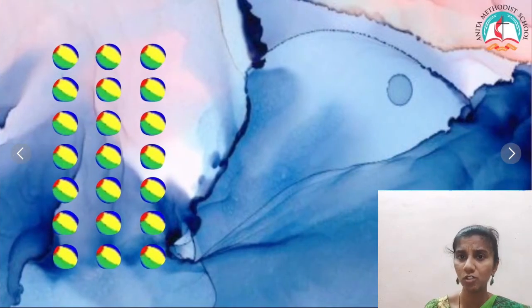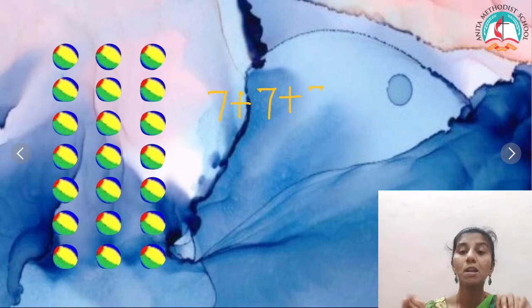Okay, can you look at this picture? Can you see this ball? Shall we count how many horizontal rows and vertical columns? Okay, shall we count? 1, 2, 3, 4, 5, 6, 7. We have 7 horizontal rows. We are going to count vertical columns. So 1, 2 and 3. So we have horizontal rows 7 and then vertical columns 3. So how can we write? 7 plus 7 plus 7. So 7 plus 7 plus 7 equal to 21.